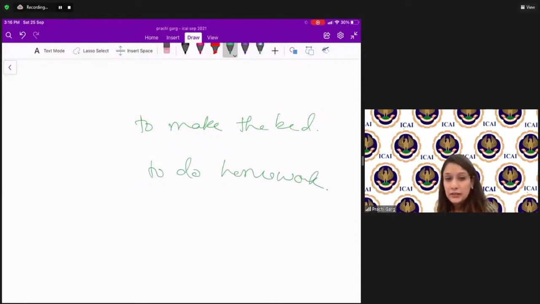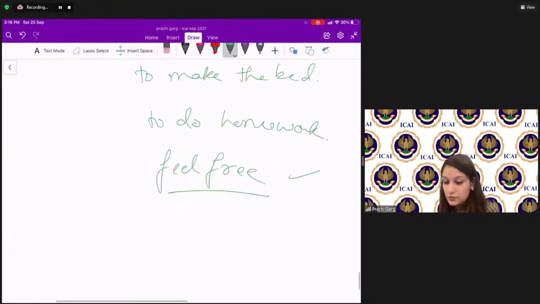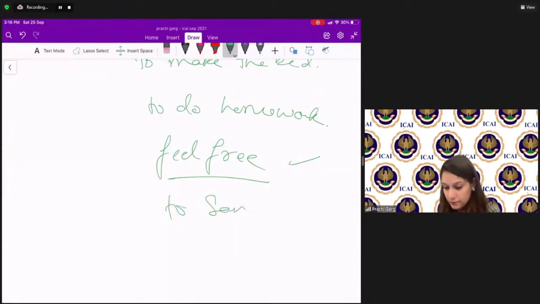If I say feel free, this is a collocation because this is how we use these words. To save time. Now, these are all collocations because these are groups of words that are used together, right?